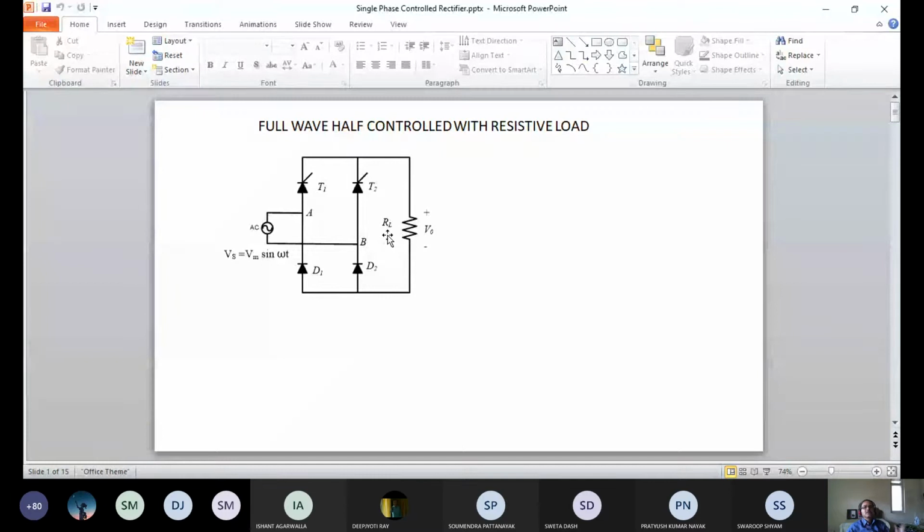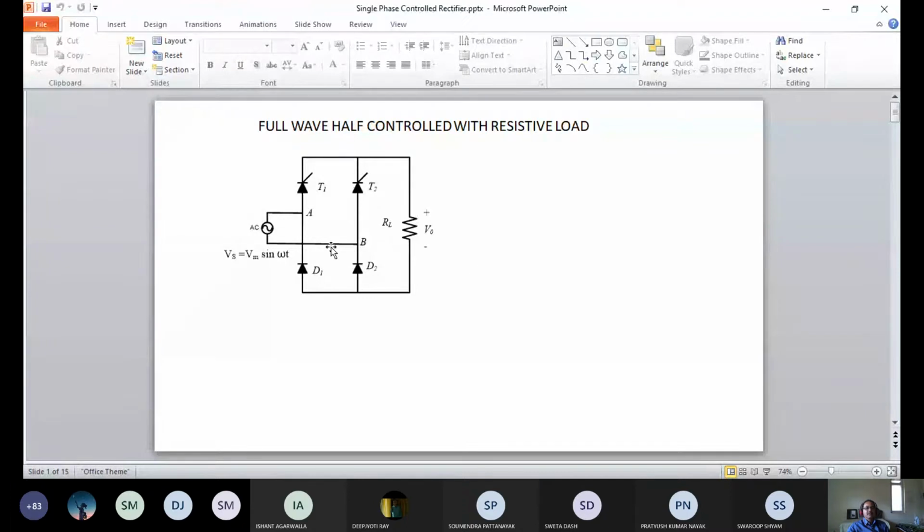So just see the current will not transfer here. Current was 0. So when these two start conducting in the second half at pi plus alpha, current will flow through T2, load, D1, and back to source. Again, this is positive and this is negative because the polarity of AB has reversed after pi.